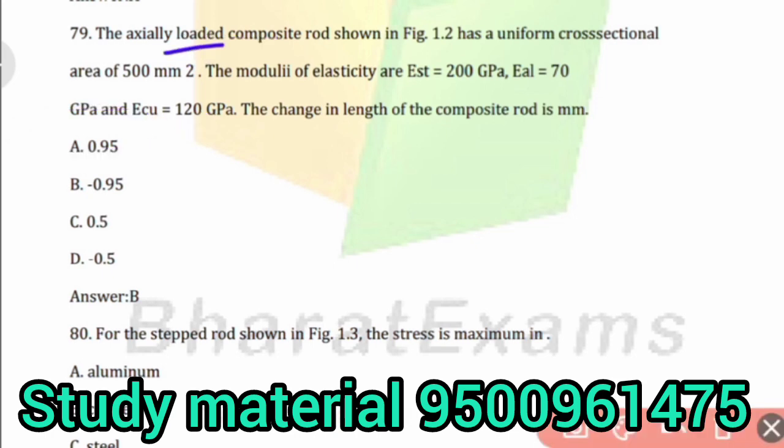The axially loaded composite rod shown in figure 1.2 has a uniform cross-sectional area of 500 mm². The modulus of elasticity for steel is 200 GPa, for aluminum 70 GPa, and for copper 250 GPa. The change in length of the composite rod is dash mm. Option B, minus 0.95.